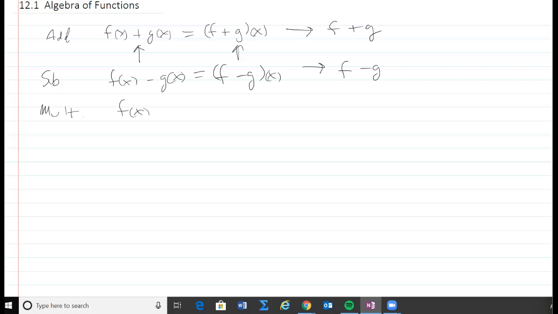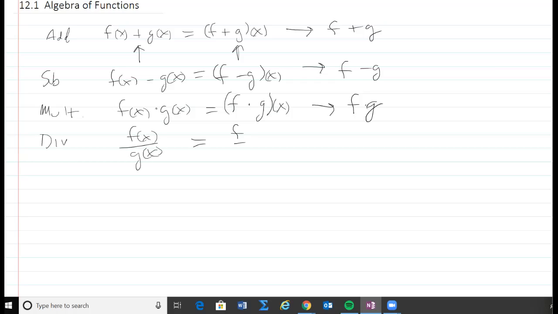We can take two functions and multiply them together, like that. And then that notation looks like this. f times g of x, like that. Okay, and again, some people might just write it like this, with the f and the g right next to each other. Okay, you can also divide f of x over g of x. And you probably already realize that it looks like this.